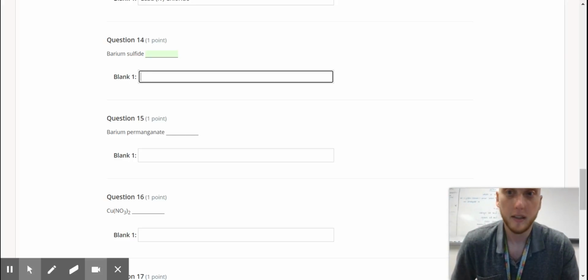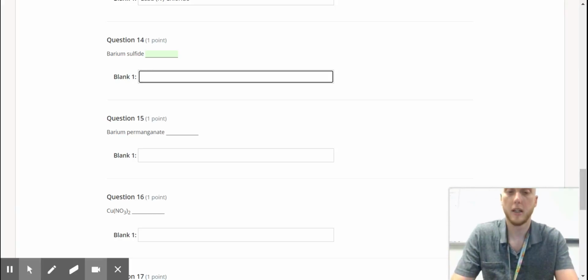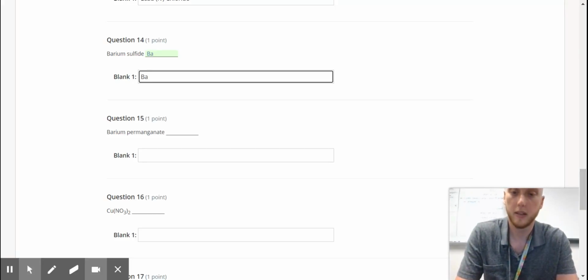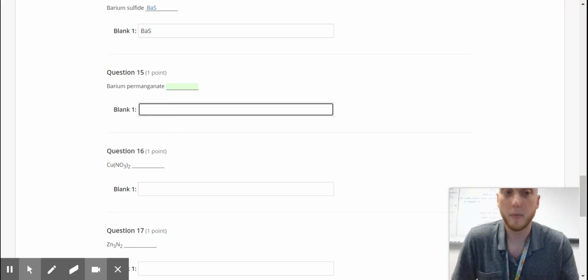Barium sulfide. So again, a lot of people got this confused with sulfite. Sulfide is just simply sulfur with the ending changed. So you just have to simply do the charge system. So barium, we know, is going to be +2. Sulfur is -2, so they simply cancel out, and it's BaS. Very easy.